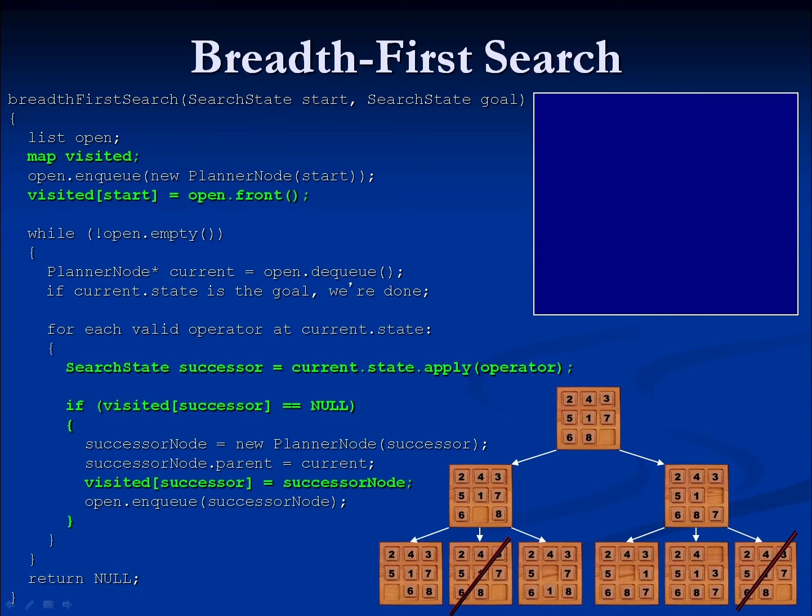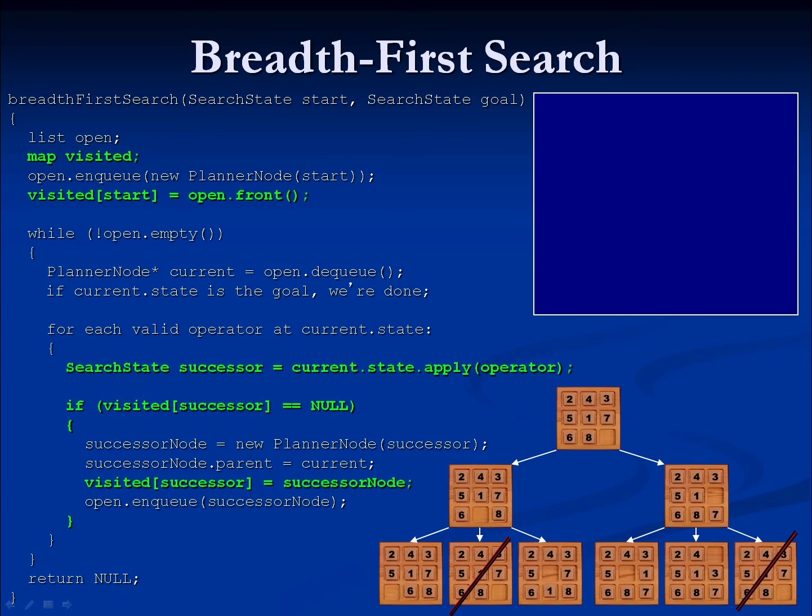In this case, we're going to use a map data structure, an associative array that associates a problem state with a tree node, which we're going to call the planner node. So to recap, we start with a queue and a visited map, and we'll call the queue the open list. And we must wrap a tree node around the problem state and put it in the queue.